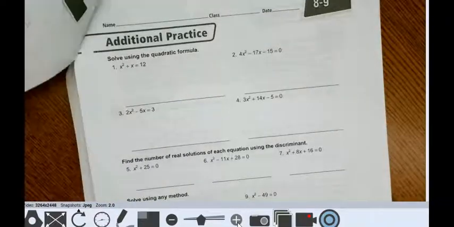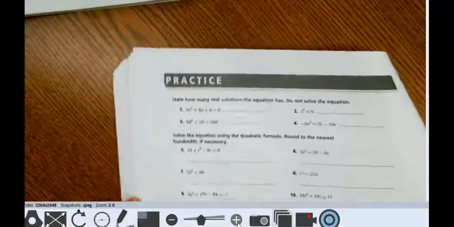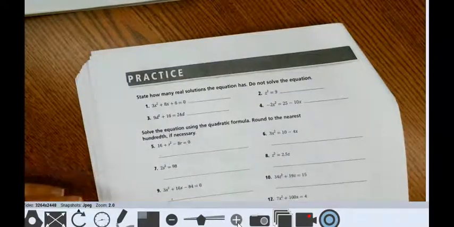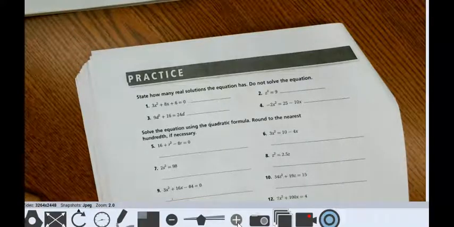All right, so let's move on to some practice problems. How many real solutions does the equation have? Do not solve the equation. So if we want to know how many real solutions, we can just find the discriminant, the b squared minus 4ac, right?